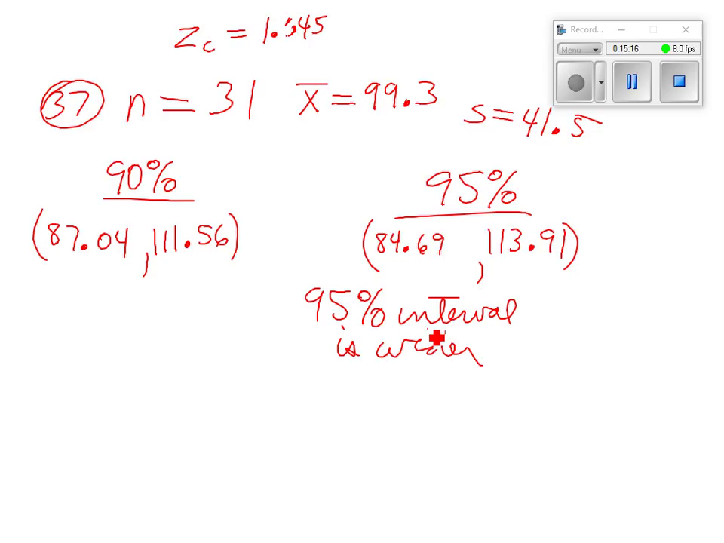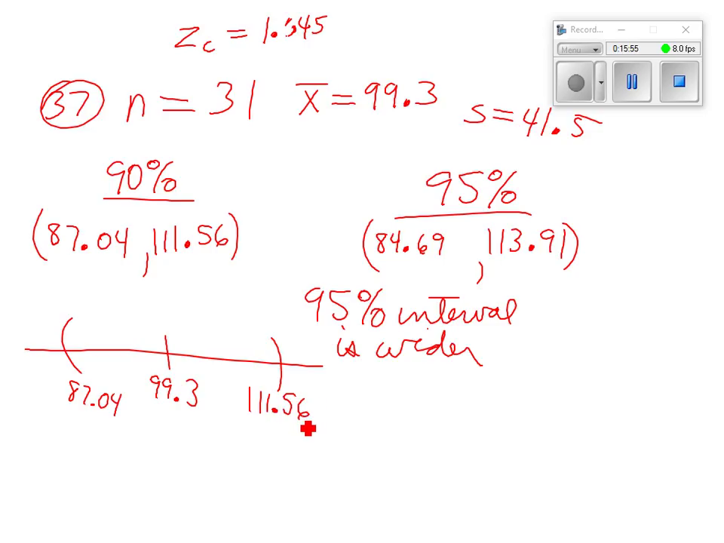Don't forget too, because I know in past years when I've taught this, we forget what we're actually doing with this. All right? The calculator gives it to us this way just because that was easy for them to program in. What we're actually looking at is a number line. On our number line, what goes right there in the middle? Which is 99.3. And then we have this out here, what is that? 87.04. 111.56. Might want to watch closely on this.